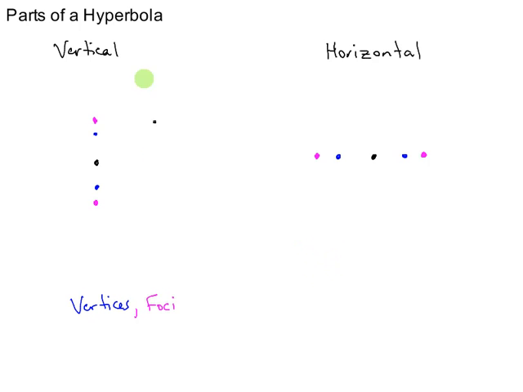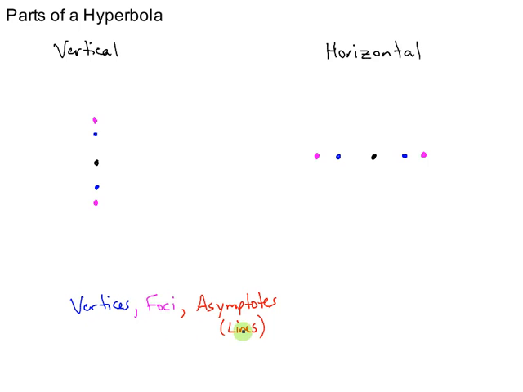Now we need the asymptotes. This is a key part of graphing hyperbolas. Asymptotes in this case are lines. And they're basically like the boundaries for the hyperbolic curve. We will approach these lines, but we won't actually touch them.